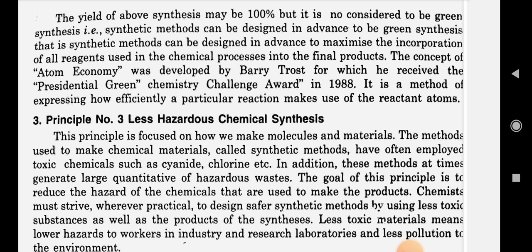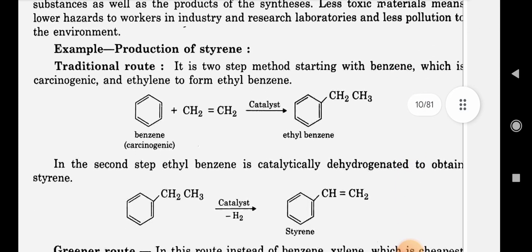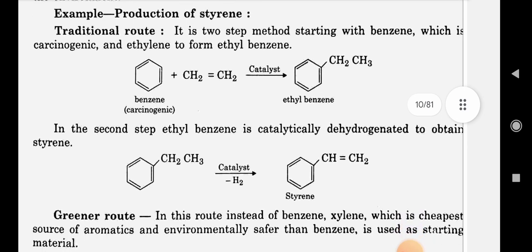Chemists must strive wherever practical to design safer synthetic methods by using less toxic substances as well as less toxic products of synthesis. Less toxic materials means lower hazard to workers in industry and the research laboratories and less pollution to the environment. Example: production of styrene.